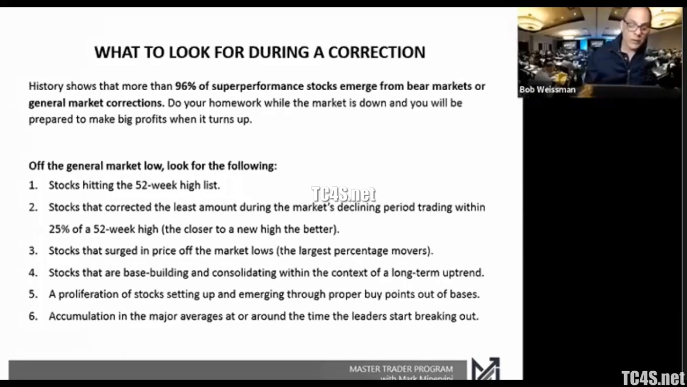Now, there's some things to look for. When you get a market correction, you want to start looking for stocks hitting the 52-week high list, because again, the market's correcting and hitting lows, and usually in a downtrend, and you have stocks hitting the 52-week high list. That's telling you that something's going on there. That's incredible strength. You also want to look for stocks that corrected the least amount during the correction. So if the market's down 25 or 30%, and you've got some names that only came down 5 or 8%, that's really good relative strength.